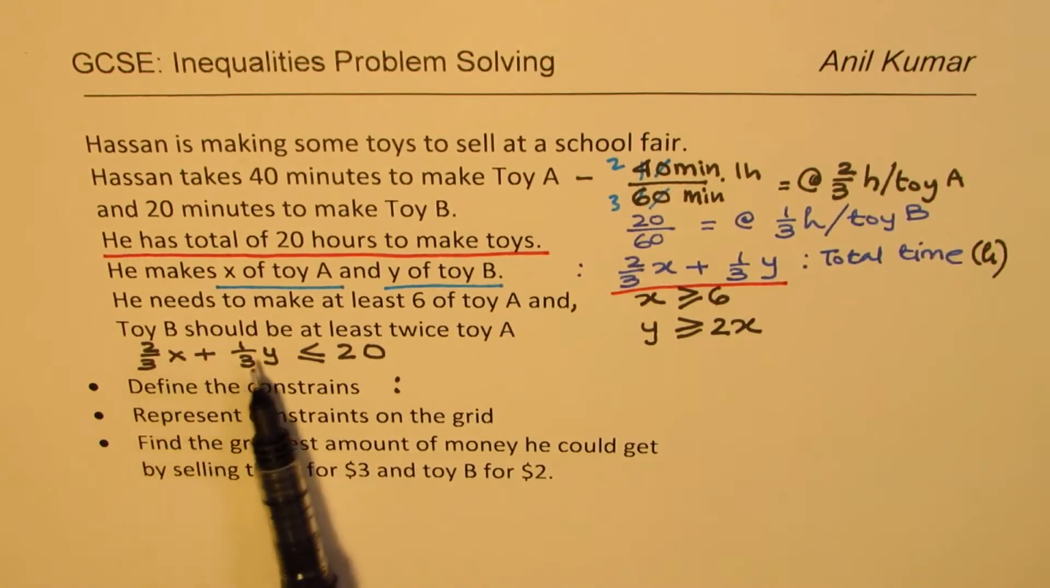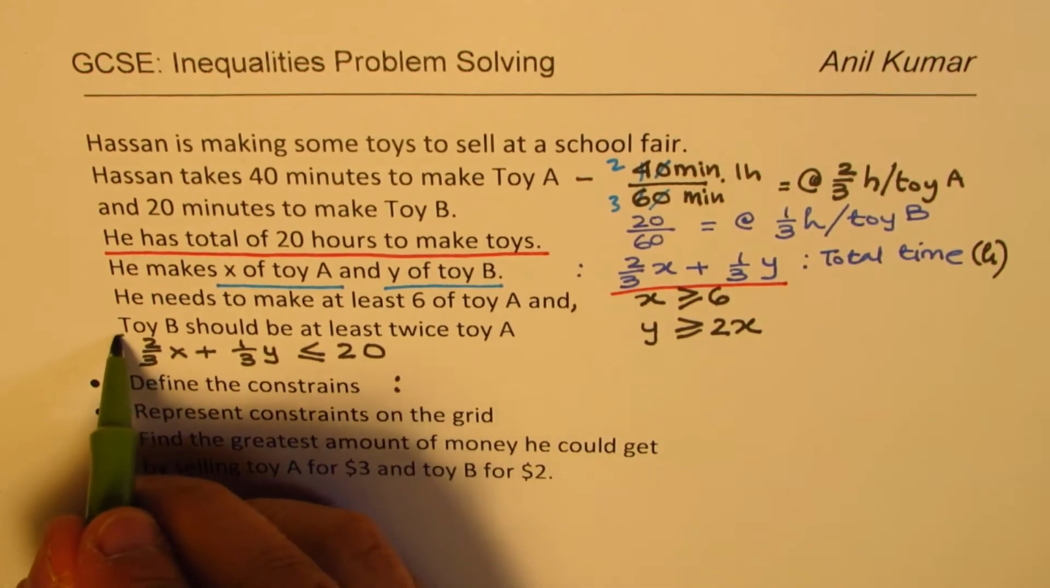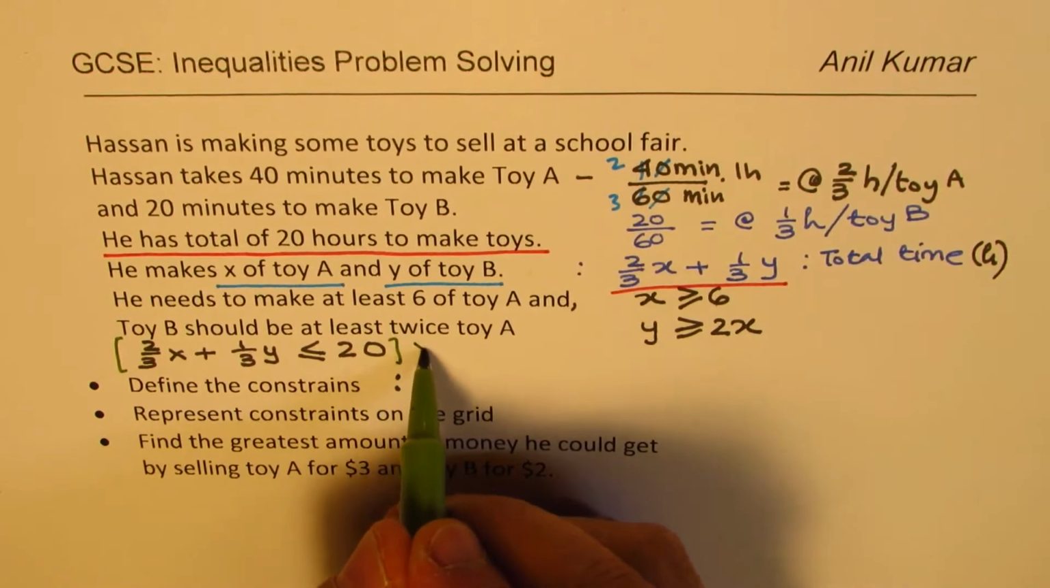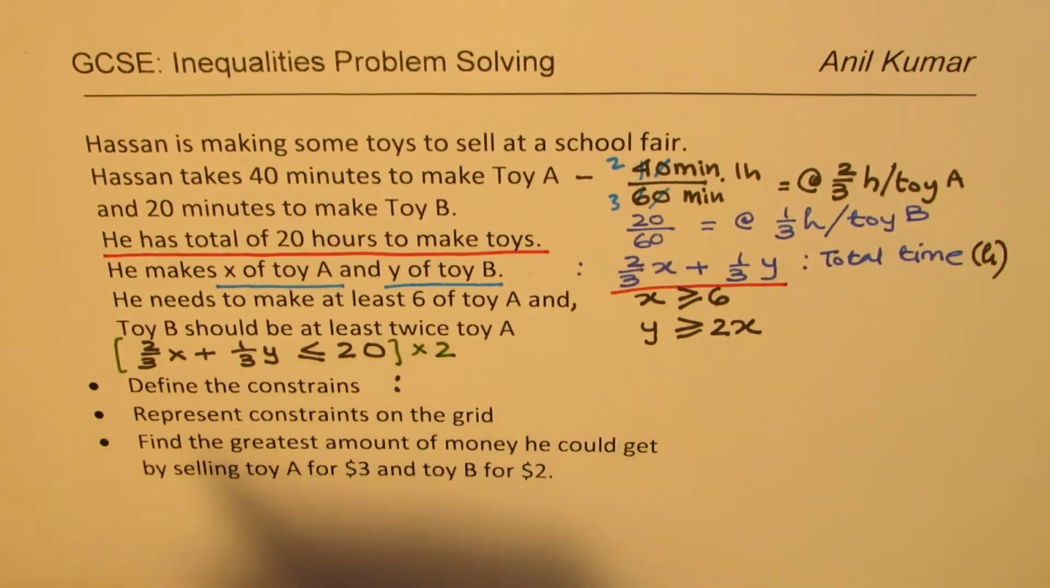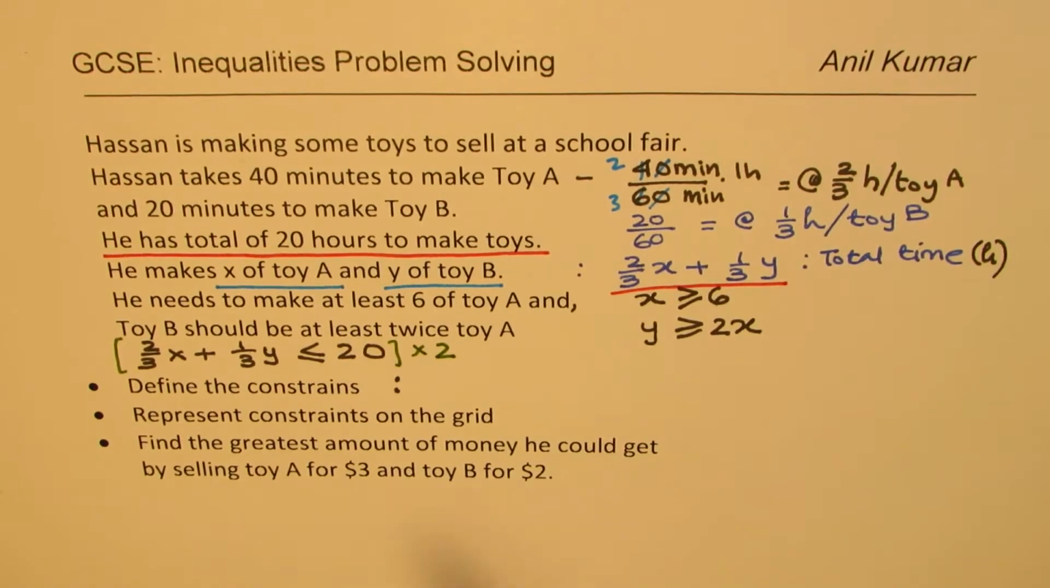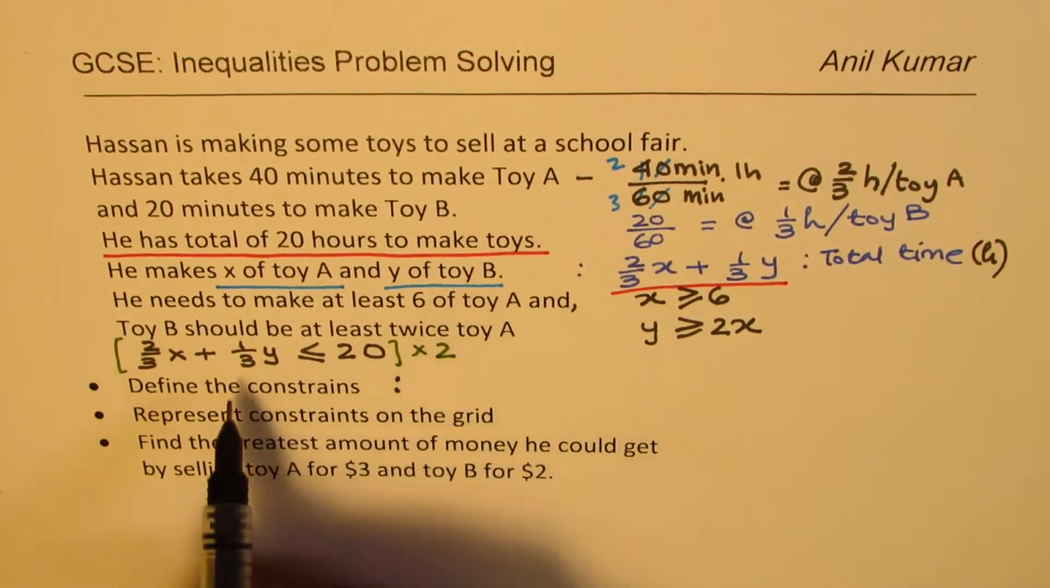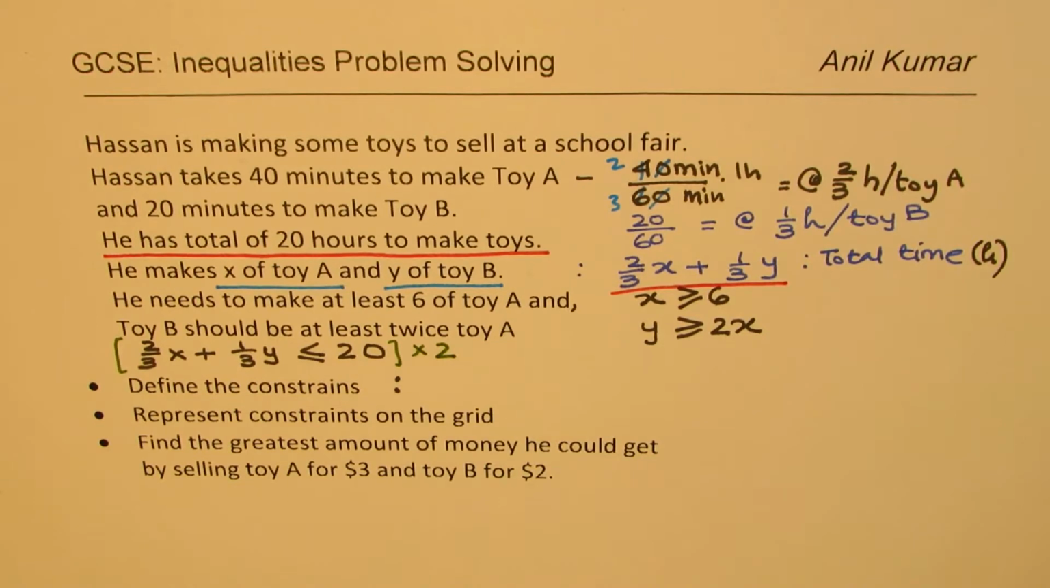Now to simplify this, what we could do is multiply this equation to get rid of fractions, correct? So the whole thing we will multiply by 3, since 3 is the denominator, I'm sorry, multiply it with 3.